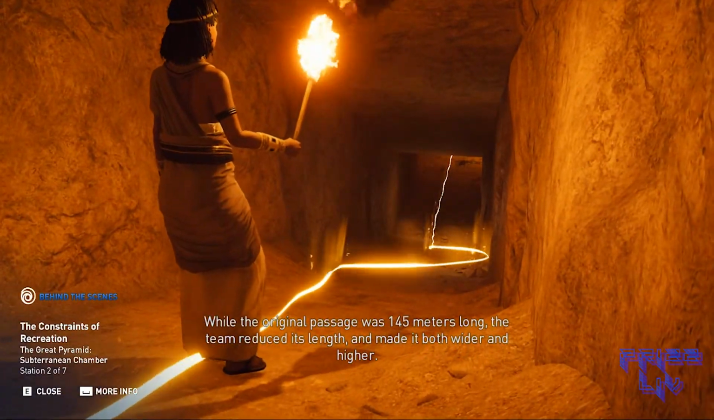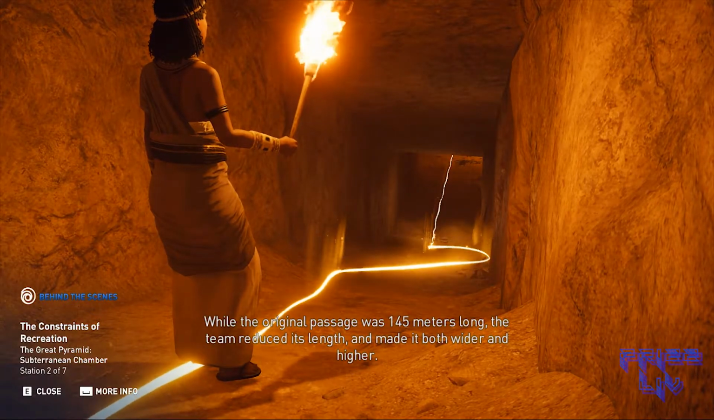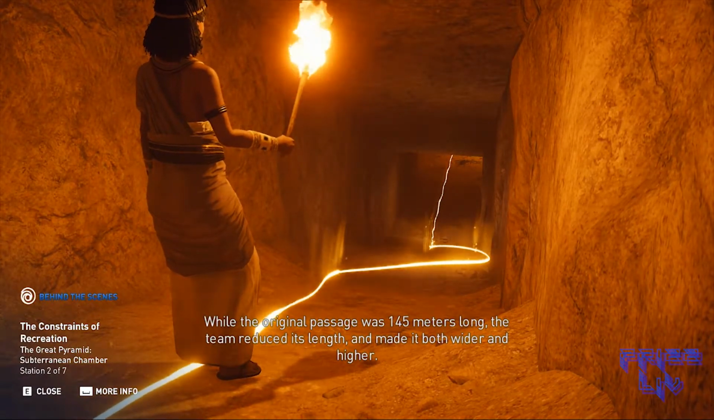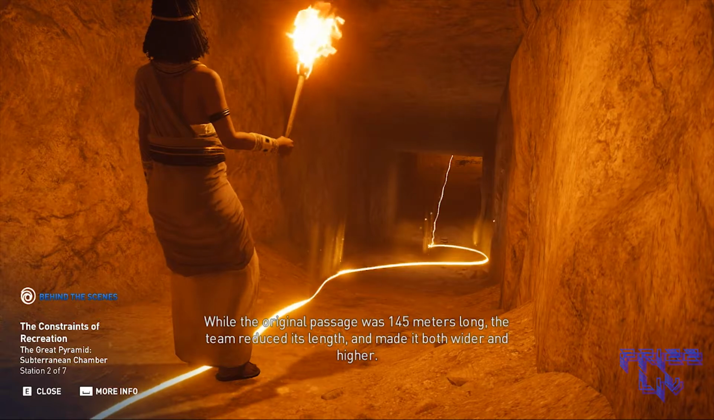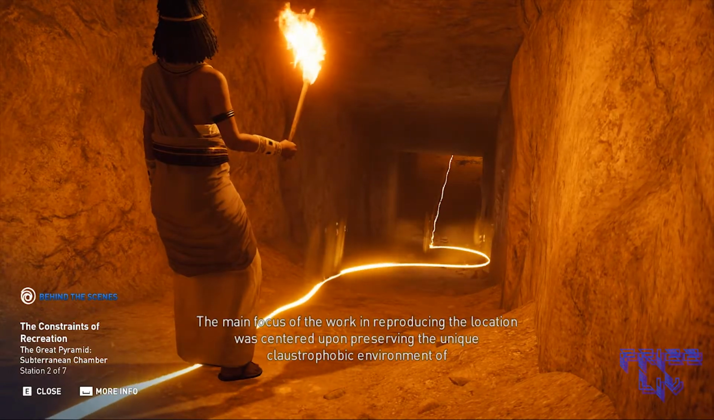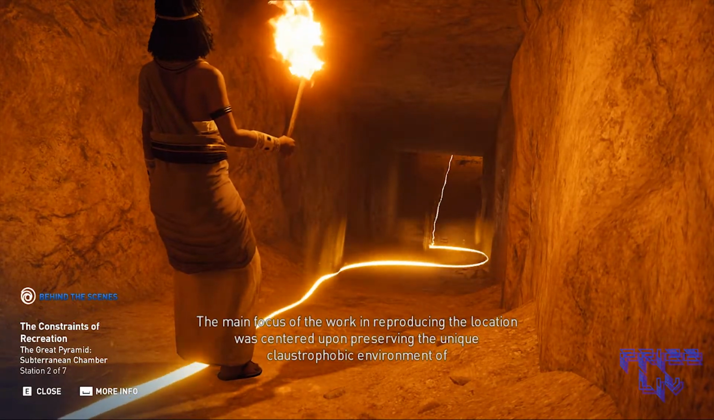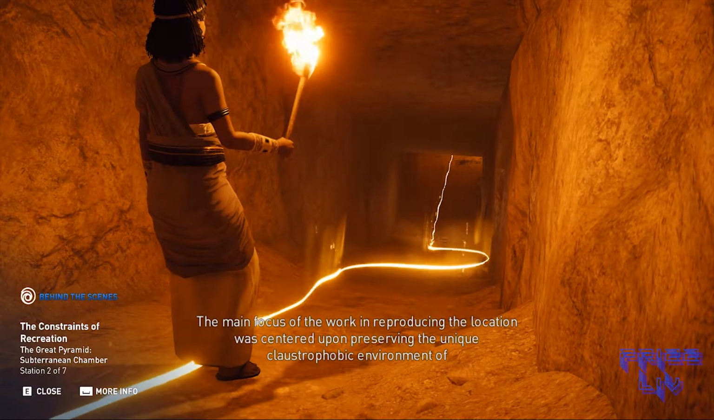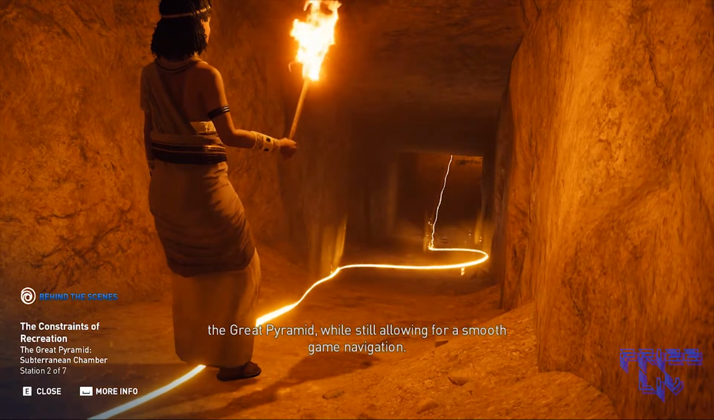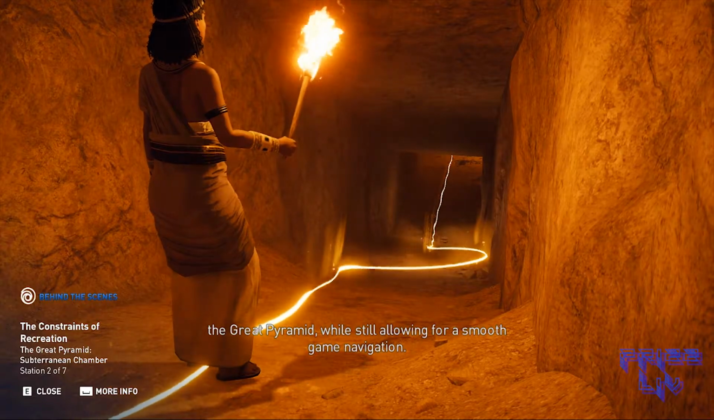While the original passage was 145 meters long, the team reduced its length and made it both wider and higher. The main focus of the work in reproducing the location was centered upon preserving the unique claustrophobic environment of the Great Pyramid, while still allowing for a smooth game navigation.